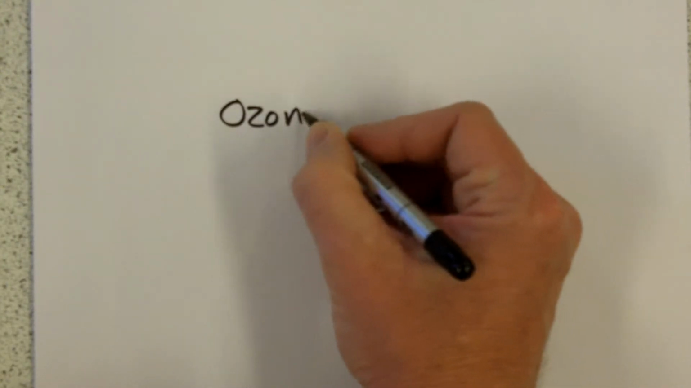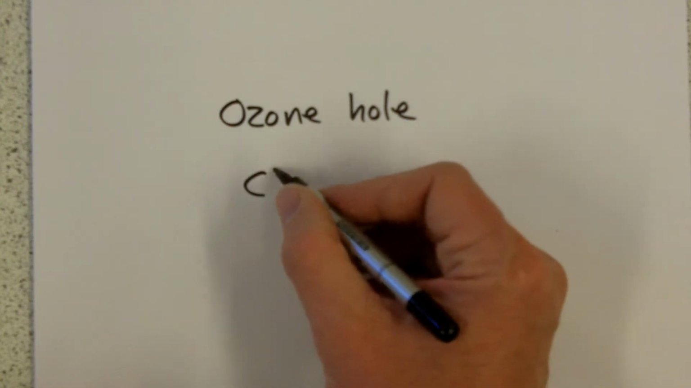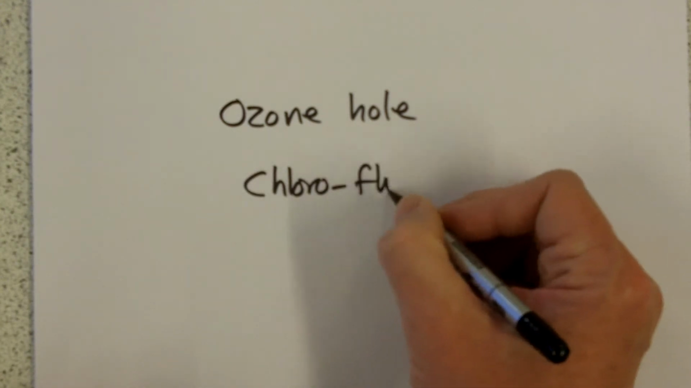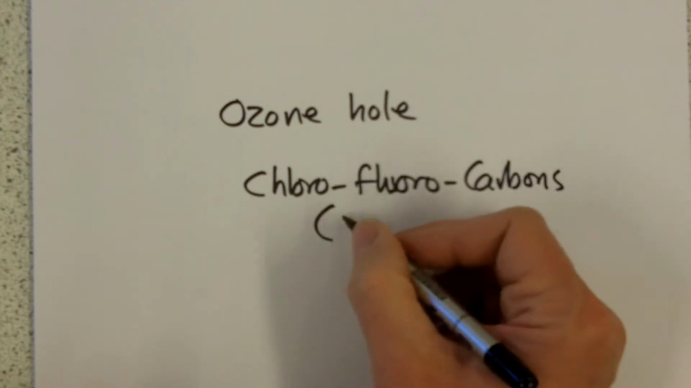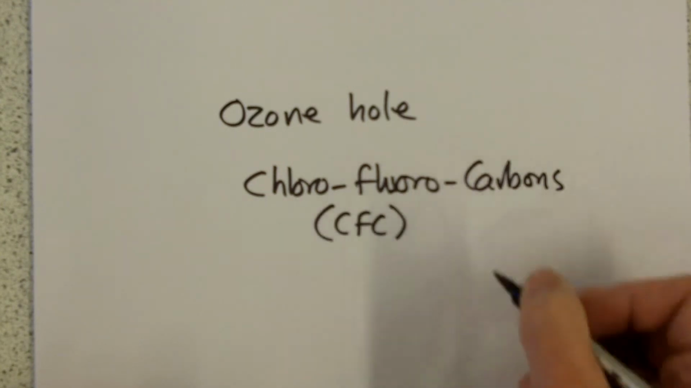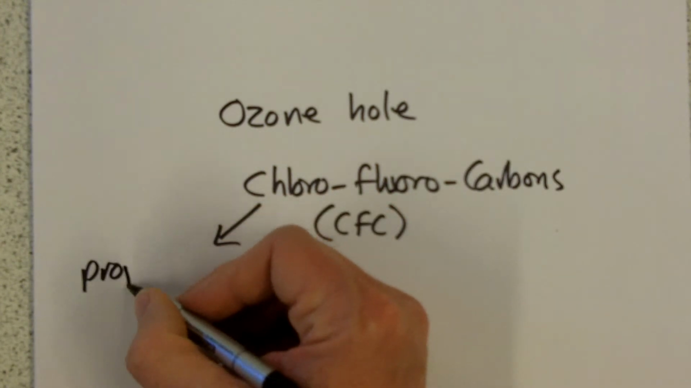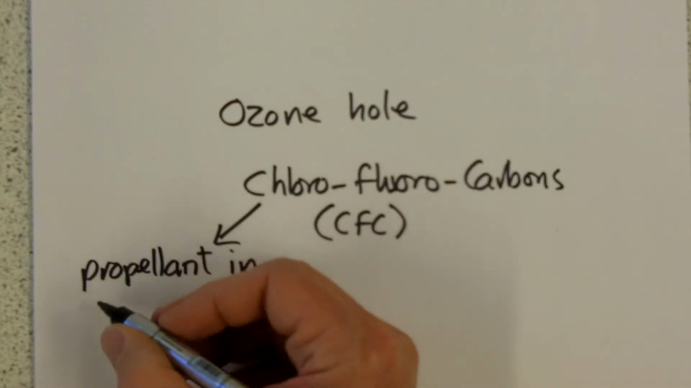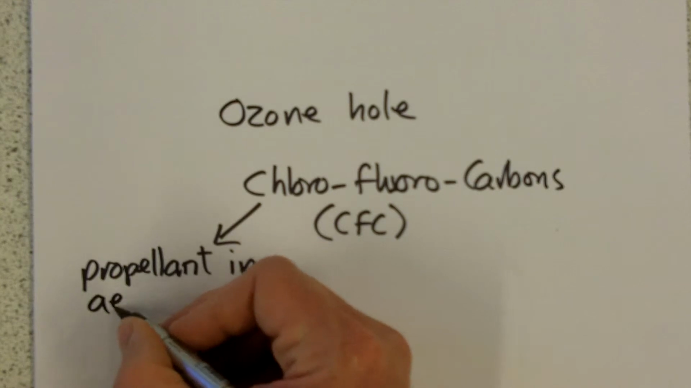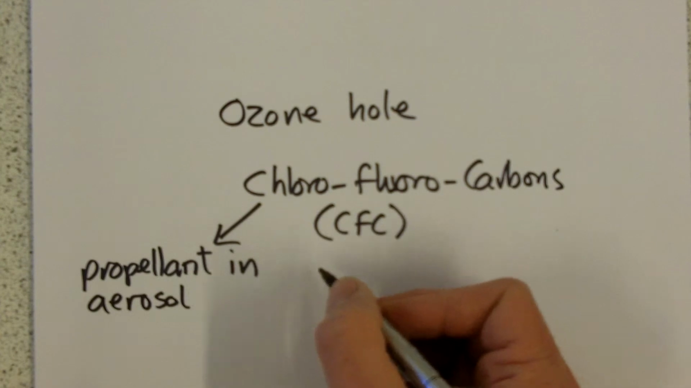So this hole in the ozone has been caused by chlorofluorocarbons, or CFCs. Now, chlorofluorocarbons were used as a propellant gas in aerosols. So as well as the active ingredient, the perfume or whatever you're spraying, there is a gas in the aerosol which is used to push the contents out, so the propellant.